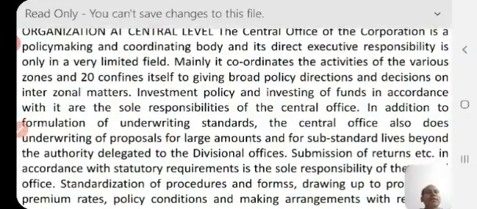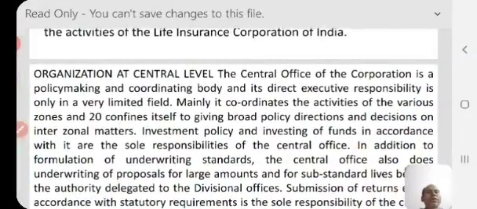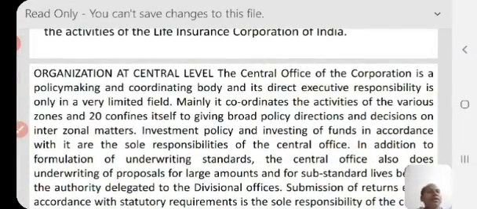With this, I hope you have understood the organizational structure of Life Insurance Corporation of India.